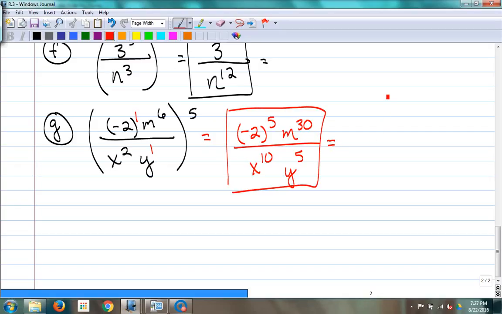Or if they worked out the -2 to the 5th, that's not really that big a number. It'd be -32, m to the 30, x to the 10, y to the 5th. Again, the first one is going to be the most common one you're going to see. But since -2 raised to the 5th is not a really large number, working it out is not unheard of. But it's more common to see it written in exponential form, especially in this section.